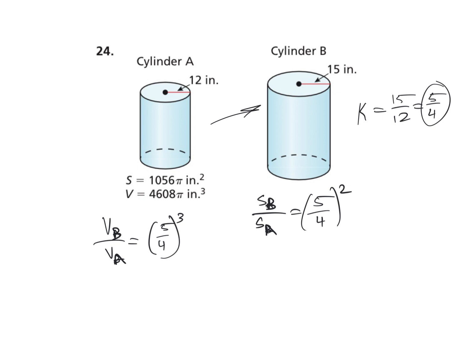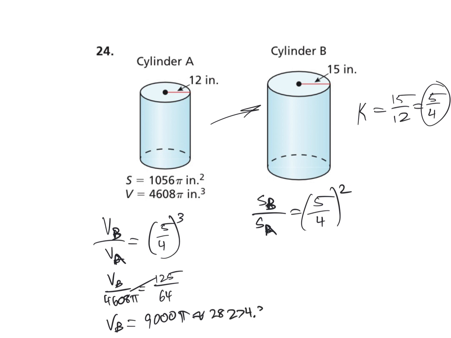So what do we have here? The volume of B we don't know. The volume of A is 4608 pi equal to 5 cubed is 125 and 4 cubed is 64. So we're going to take 4608 times 125 and then divide it by 64. And notice I didn't put the pi in there, so we get 9,000 pi. And if you put the pi in there, times pi, you get 28,274.33. And in the book, it leaves it like this.